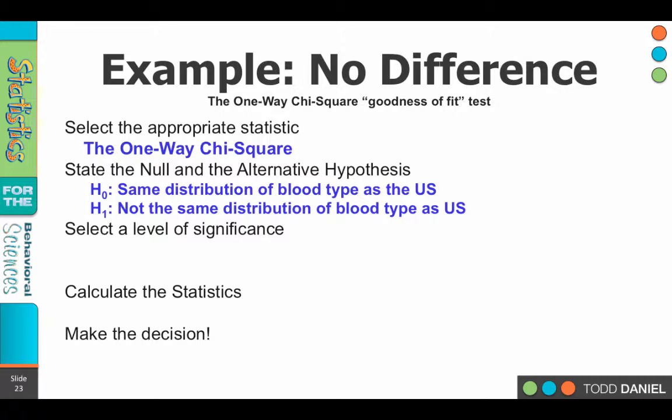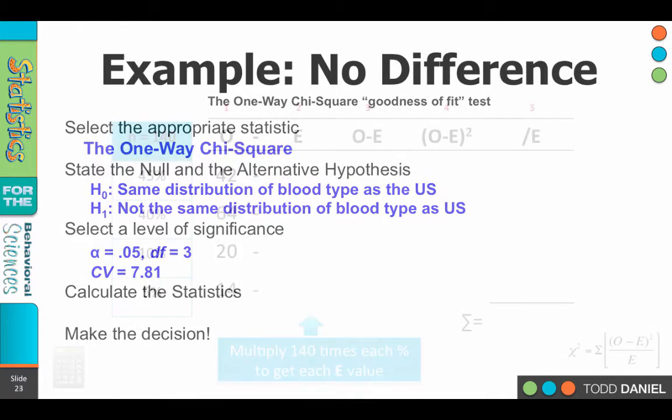Now, our level of significance. How many categories are there? 4 blood types, degrees of freedom equals 3. Our alpha level should be set at 0.05. With 3 degrees of freedom, we go to our chi-square critical value table and we find that the critical value will be 7.81. Now we're going to calculate the statistics.